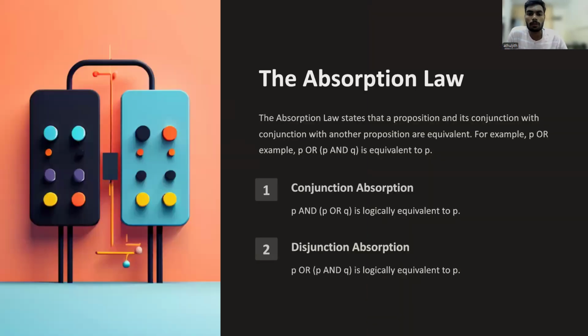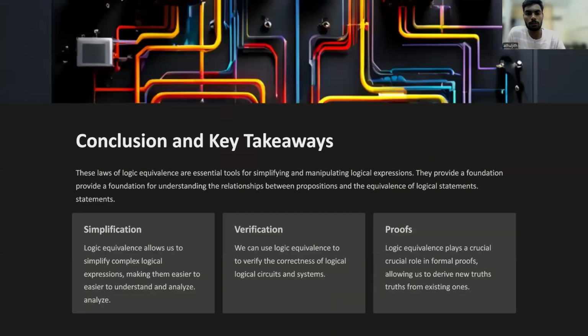The absorption law. The absorption law states that a proposition and its conjunction with another proposition are equivalent. For example, P and (P or Q) is equivalent to P. Conjunction absorption: P and (P or Q) is logically equivalent to P. Disjunction absorption: P or (P and Q) is logically equivalent to P.